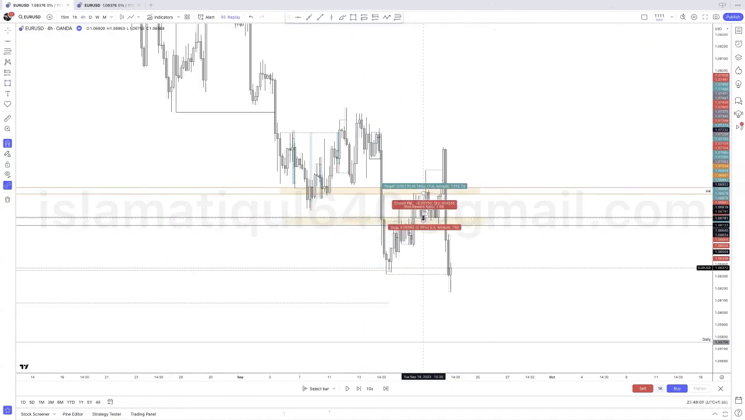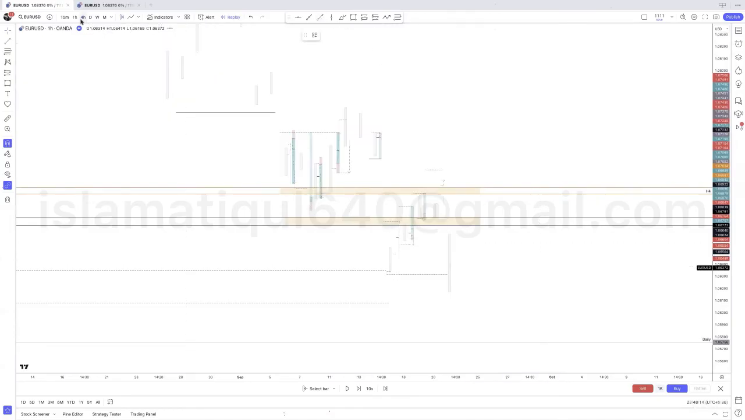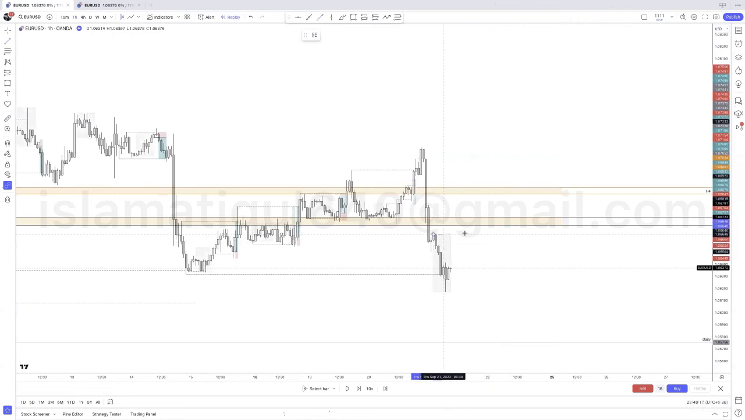There we go. Right, here's a good zone. This is also a good zone. So let's wait until the market reaches there. And also, oh, look at this. They have also created the Asian high right below this. Can't be a coincidence, right?